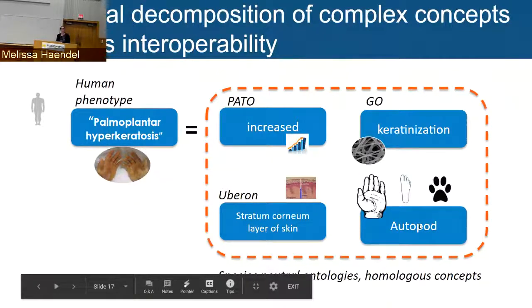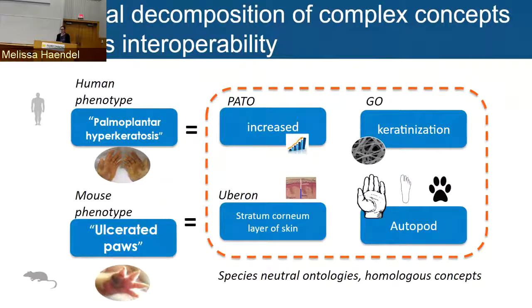That's a sort of evolutionary biology term. But they don't need to know about all of this. All they need to do is use the term that has an identifier and the right text definition. And the computer can tell us that, aha, because the logical definition for ulcerated paws actually matches the logical definition for palmoplantar hyperkeratosis, these two terms are similar to one another. We don't really say the word exact because they're in different species, so they're not really exact anyway. But again, it's a proxy for representing the specific phenotypes, and this logical interoperability using species-neutral ontologies and homologous concepts allowed us to create this type of interoperability across species, in particular for phenotypes.